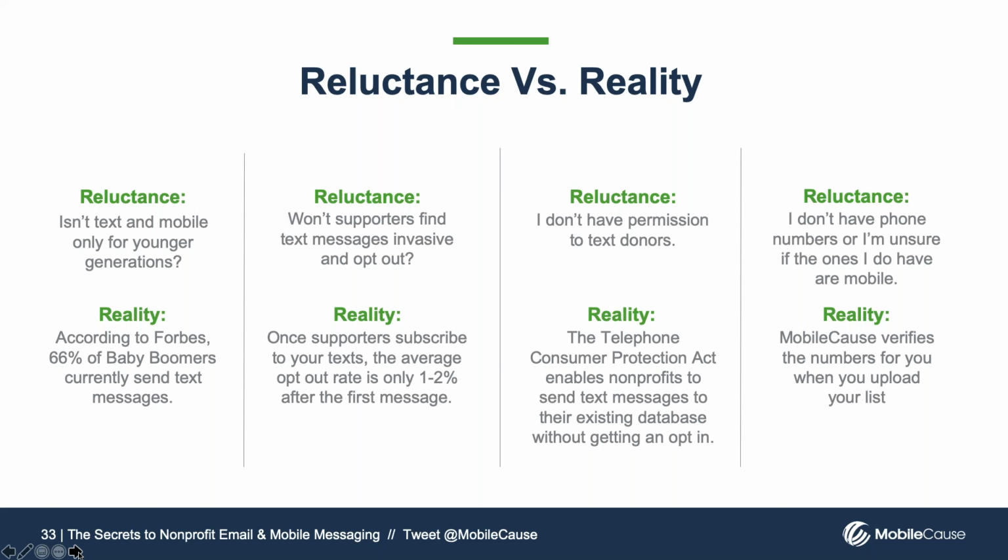Another concern is if they have permission to text those donors. So a really important thing to know as a nonprofit is the Telephone Consumer Protection Act enables you to send text messages to your existing database without having an opt-in first. You might also worry, well, in my existing database, I don't have phone numbers, or at the time I collected them, I didn't ask if they were mobile. Well, when you upload your phone numbers into MobileCause, we'll verify the numbers for you to ensure that you can know which numbers on your list are mobile that you can send text messages to.